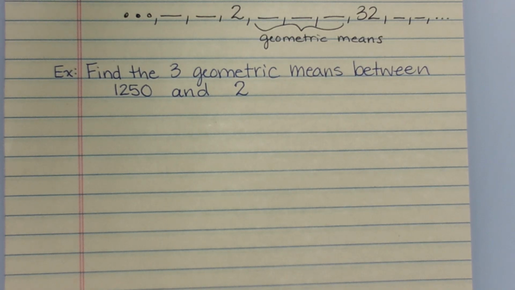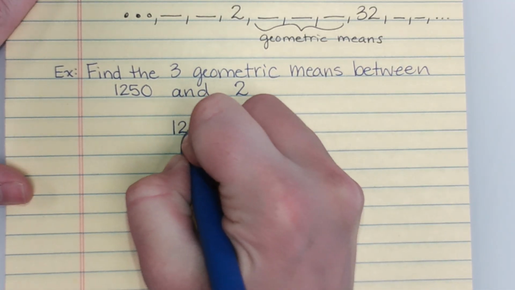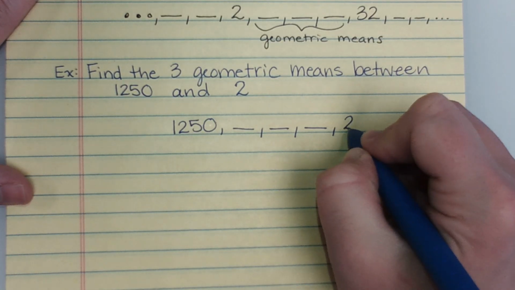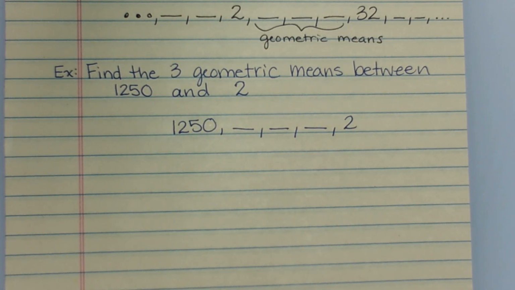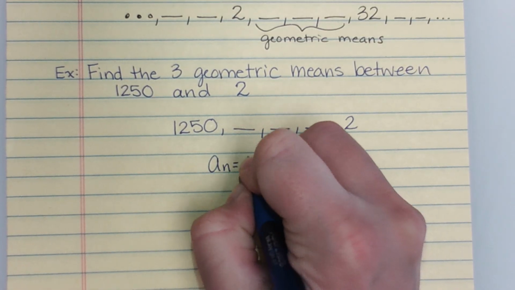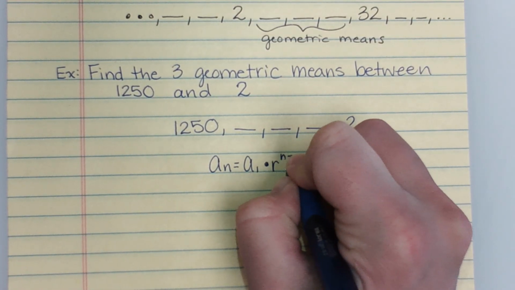We're going to start by finding the three geometric means between 1250 and 2. Just like with arithmetic, I highly recommend you give yourself that visual. And also, just like arithmetic, while there are ways that you can do it to kind of think through and use logic to figure it out, you can also use the formula. If it is a geometric means, we're going to work with our geometric sequence formula. Our a sub n equals a sub 1 times r to the power of n minus 1.